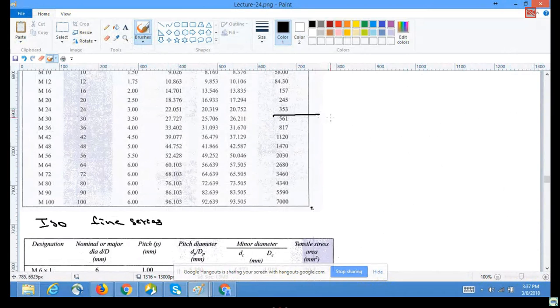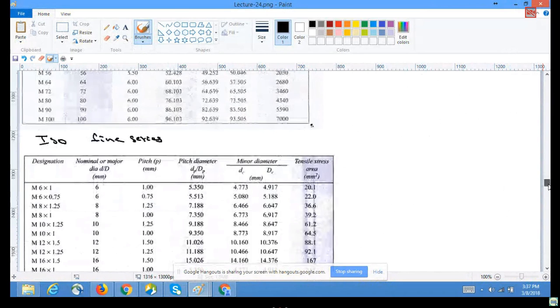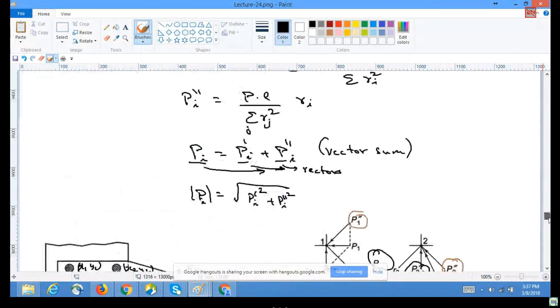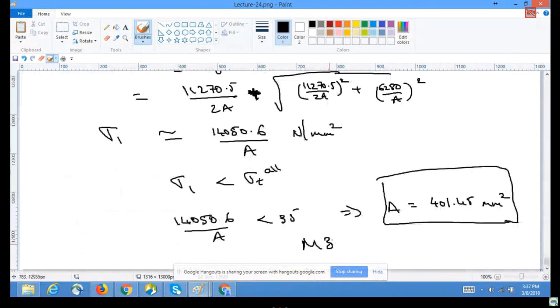So 401 is this. So we cannot go with 24. We have to go with M30. M30 standard bolt size is required. So in this manner, you will try to design the size of the bolt. Okay. So with this, we'll complete the kind of bolted joints.